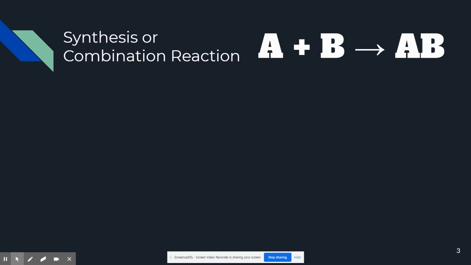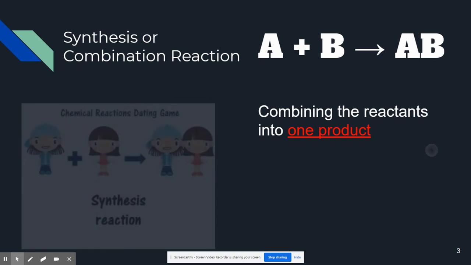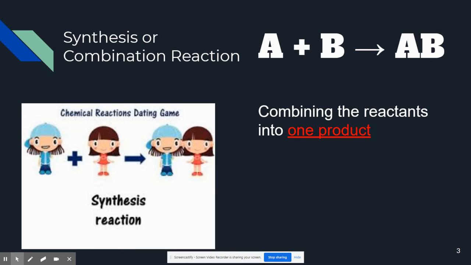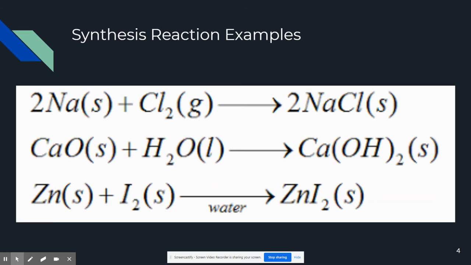So the first one is synthesis or combination. It is A plus B equals AB. You're only ever going to make one product. Okay, it's like a dating game. You're trying to make one couple. So you have 1 plus 1 equals 1. So you get 2 reactants that go together to make one product.